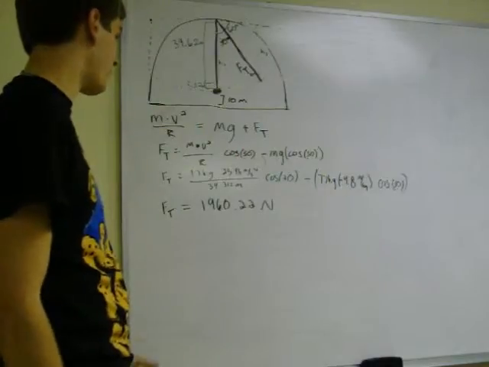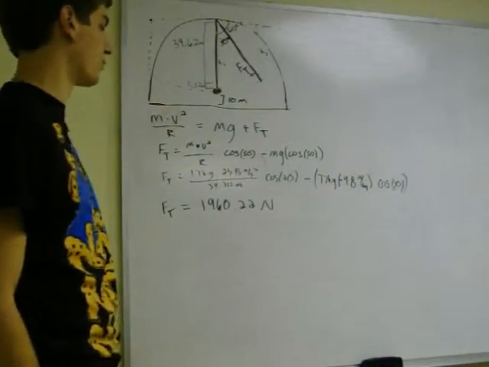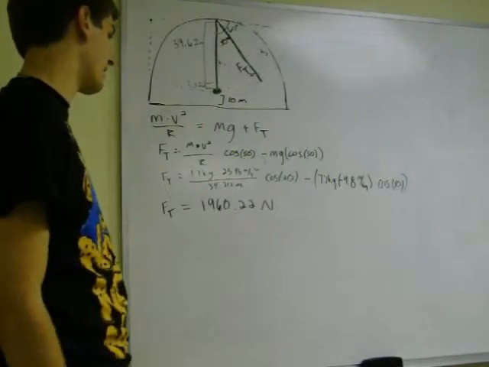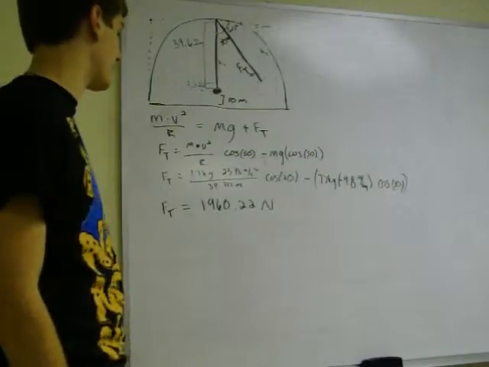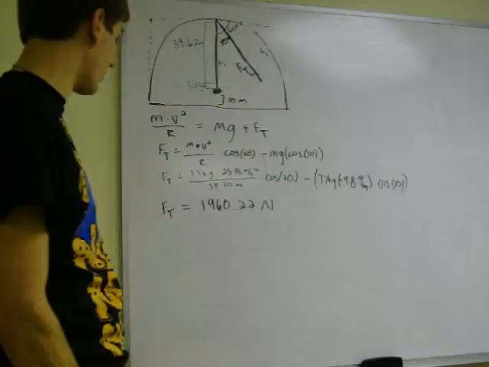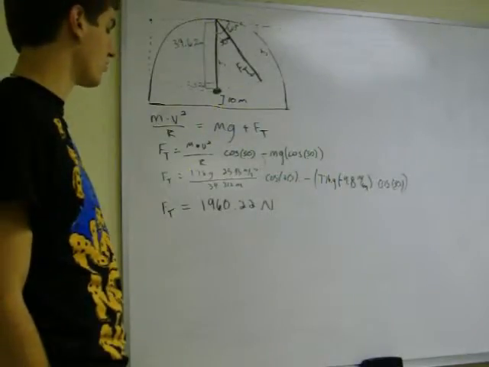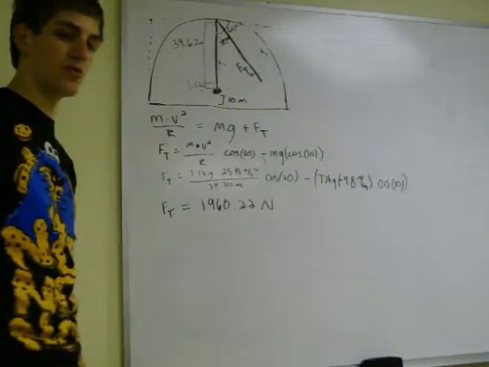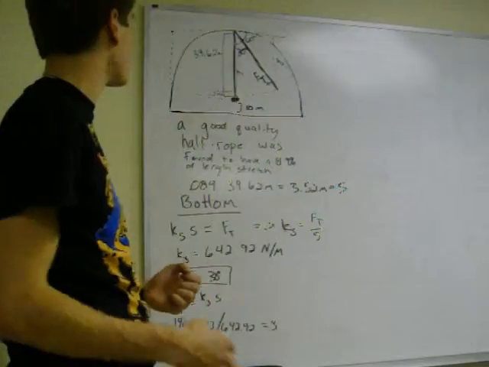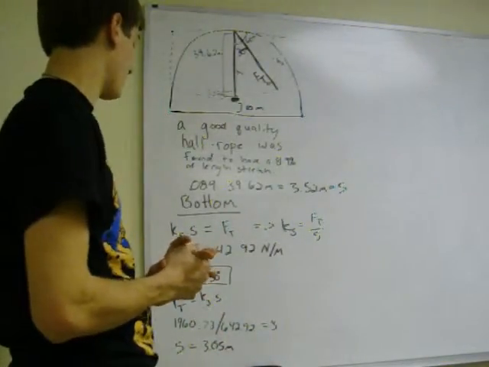Alright, so by plugging in the values, specifically the value for R is going to be 34.312 meters, which was found earlier in the last step, and the velocity is going to be 25.93 meters per second, and the final tension force is going to be 1,960.22 newtons.